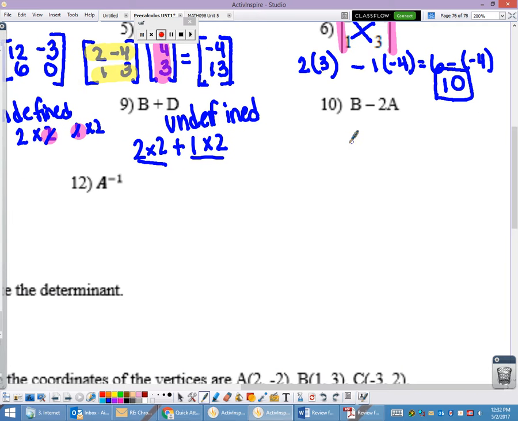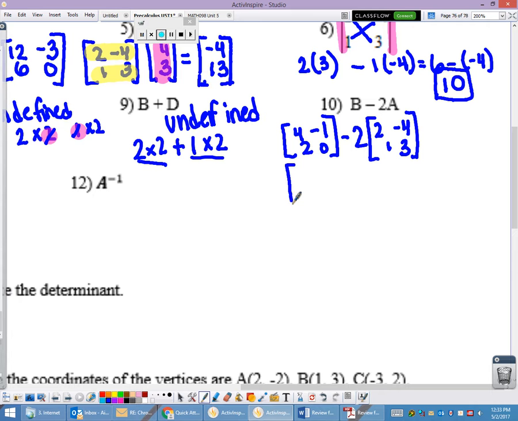Alright, B minus 2A. So this means I'm going to take matrix B, which in this case is 4, negative 1, and 2, 0, and I'm going to subtract 2 times the matrix A, which is 2, negative 4, 1, and 3. So remember, this is a scalar value. And what I'm going to do is first multiply the scalar by each element in that matrix A. And then I'm going to do my subtraction.